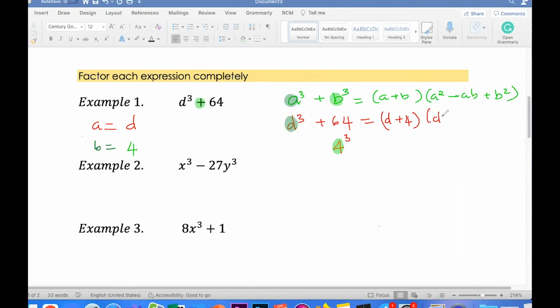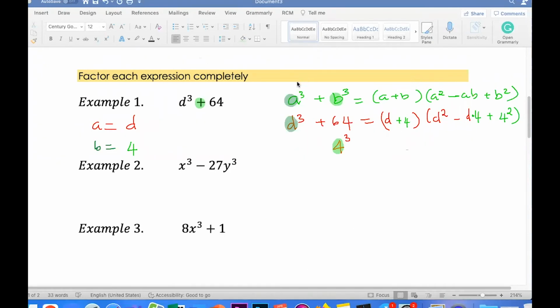Right here, I'm going to have d squared minus, how much is my a? This is d. How much is my b? I forgot to change color. This is 4 plus 4 squared, right? So that is how we got them. So I forgot to change color here. Now, I really hope that makes sense.